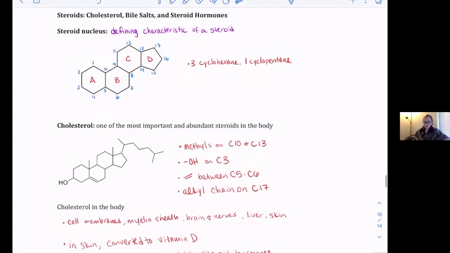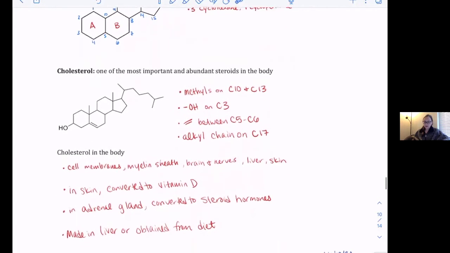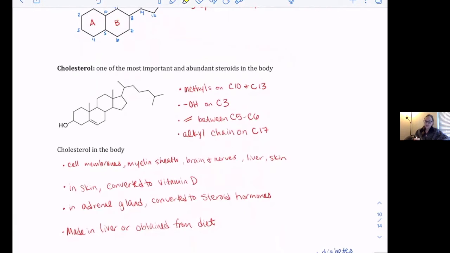Just to introduce you to our first and most common steroid, cholesterol. You hear about this all the time. You hear about your cholesterol levels in your blood. We'll talk about that in a moment. But what is cholesterol? It is the steroid nucleus. We have those same A, B, C, and D rings.